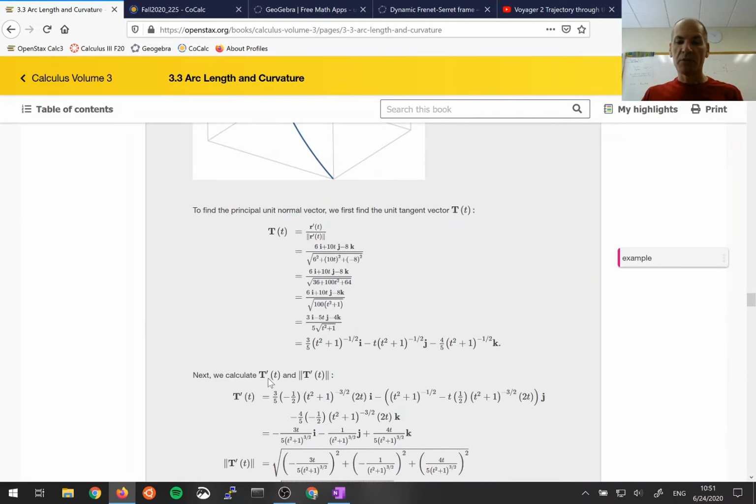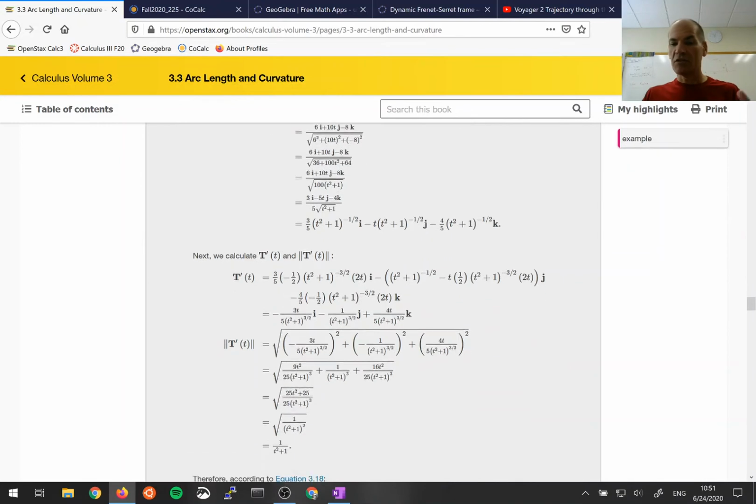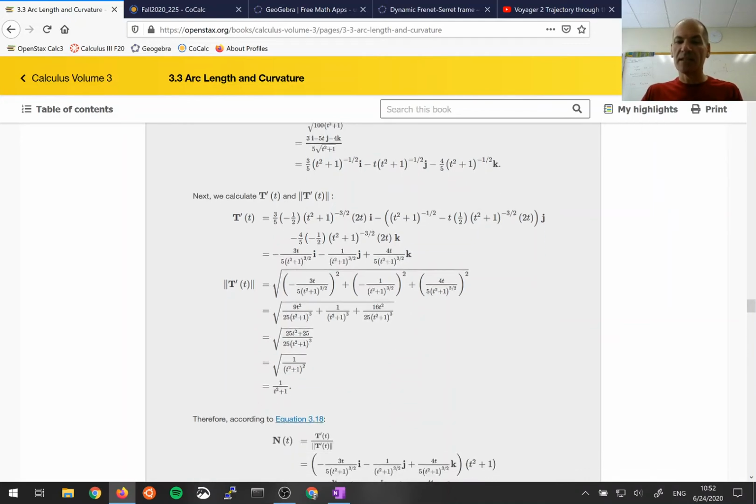Next, we want to compute T prime and the magnitude of T prime, and again, this is going to be work. To compute T prime, we've got to compute the derivatives of each of these, which is going to be messy. And then to compute the magnitude of T prime, you've got to square them up, add them up, take the square root. This is a medium difficult problem, but it still kind of works out.